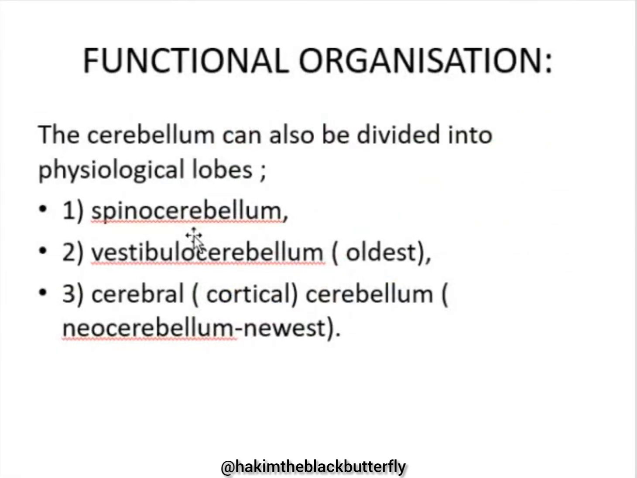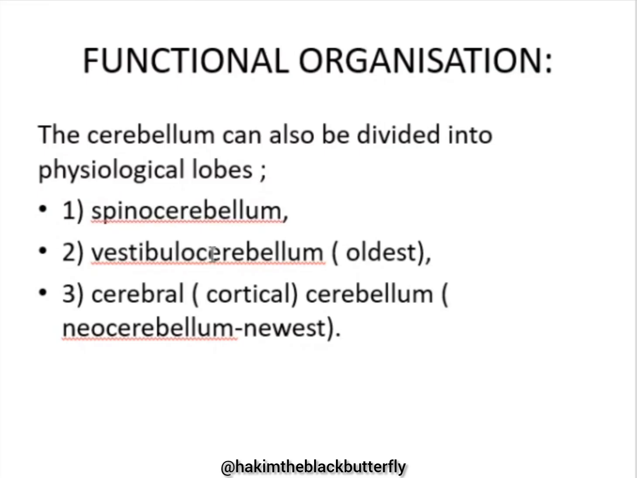Then we go and divide the cerebellum into functional lobes. These lobes are demarcated according to their functions. We have the Spinocerebellum. This is the Spinocerebellum, connected to the spinal cord and the muscles of the body.